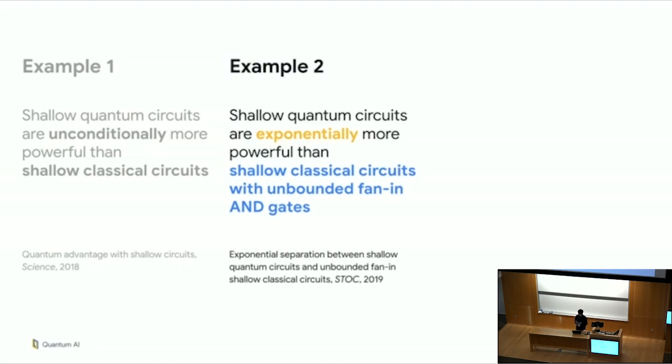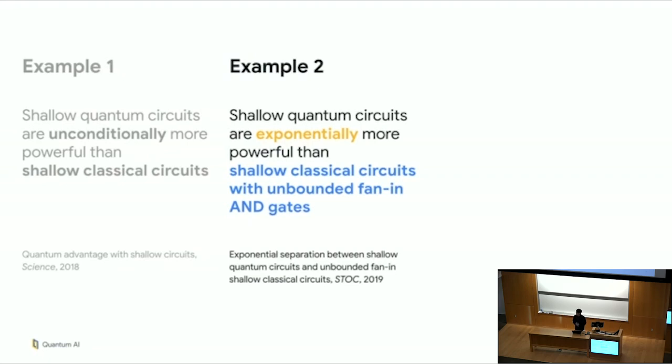In particular, one can prove that any Boolean function can be represented using a constant depth classical circuit with these unbounded fan-in AND gates. However, in general, they have to be exponentially large. And what they show in this work is that shallow quantum circuits can achieve a computational task efficiently, whereas any shallow classical circuit with unbounded fan-in AND gates would require an exponential size.